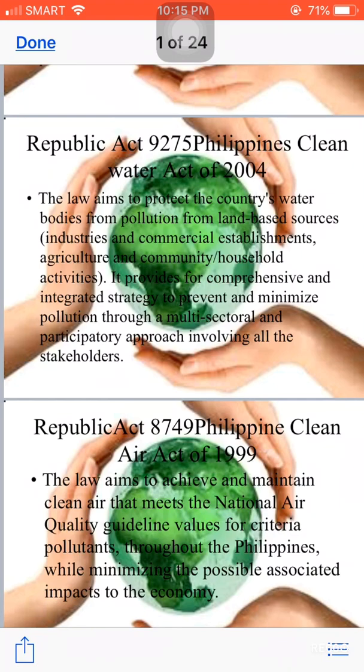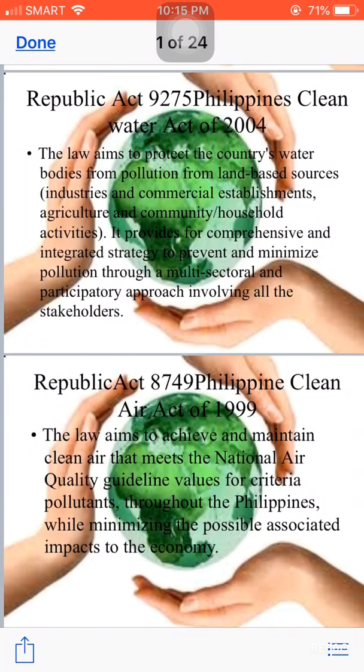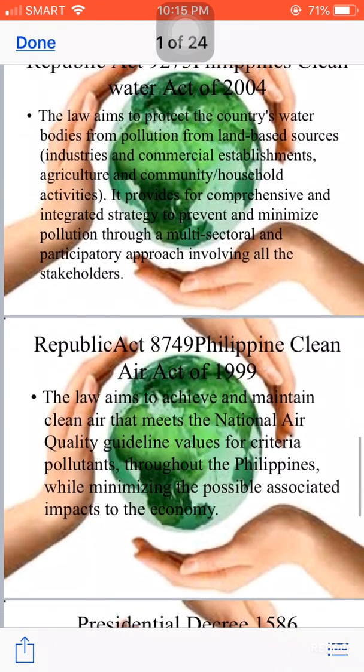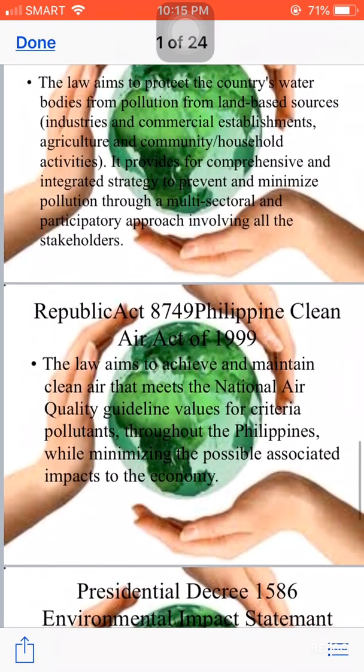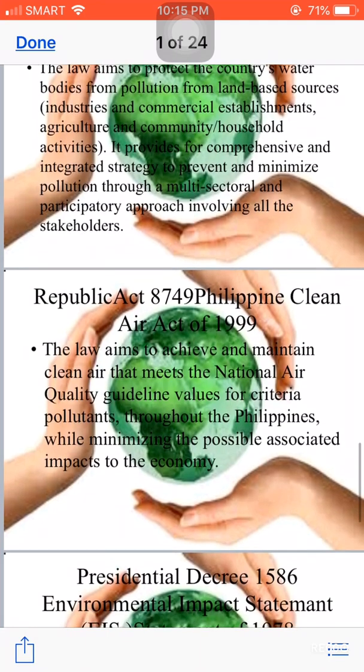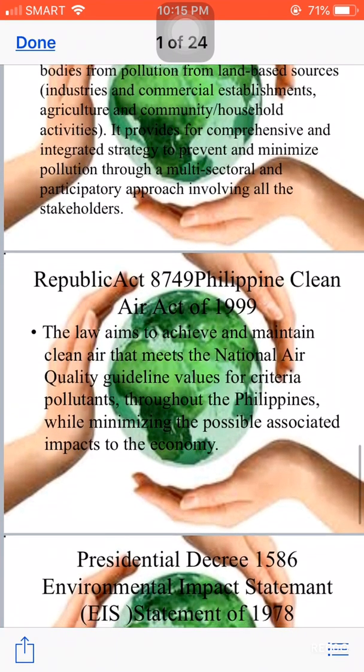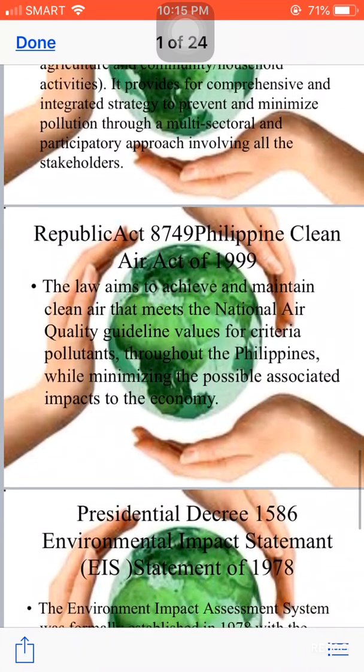Republic Act 9275, Philippine Clean Water Act of 2004. The law aims to protect the country's water bodies from pollution from land-based sources, industries and commercial establishments, agriculture, and community household activity. It provides a comprehensive and integrated strategy to prevent and minimize pollution through a multi-sectoral and participatory approach involving all the stakeholders.